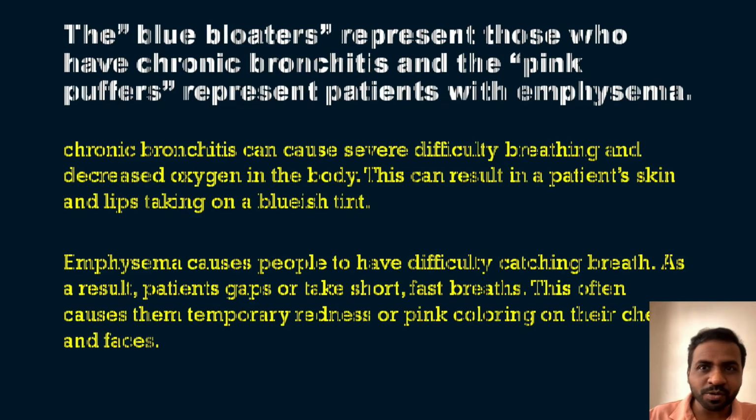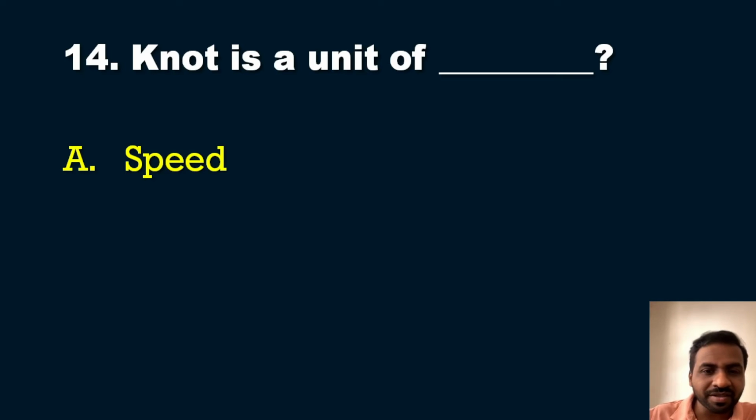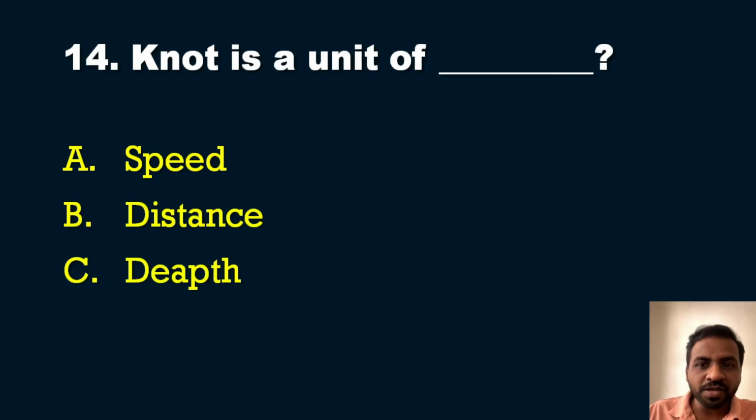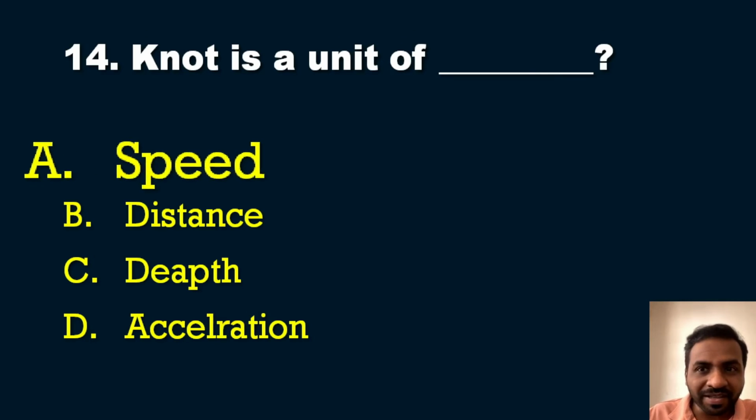Now we will move on to the next question in our series, the 14th question, a general knowledge question regarding measurement. The question is, knot, K-N-O-T, is a unit of dash. Option A, speed; option B, distance; option C, depth; and option D, acceleration. The answer for this question is option A, speed.